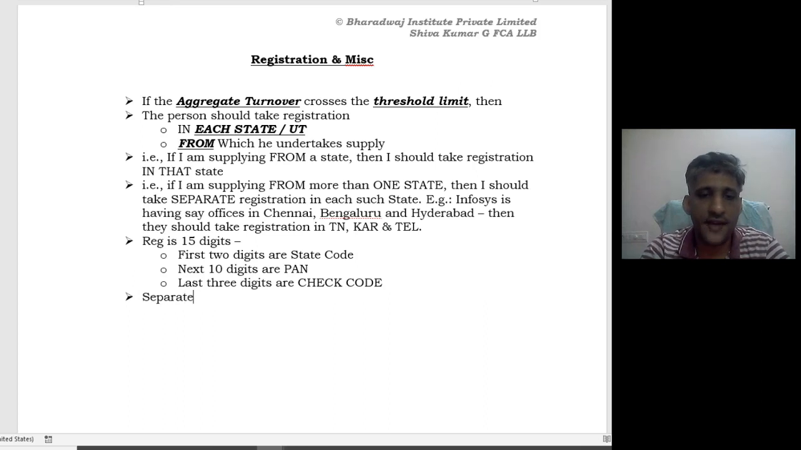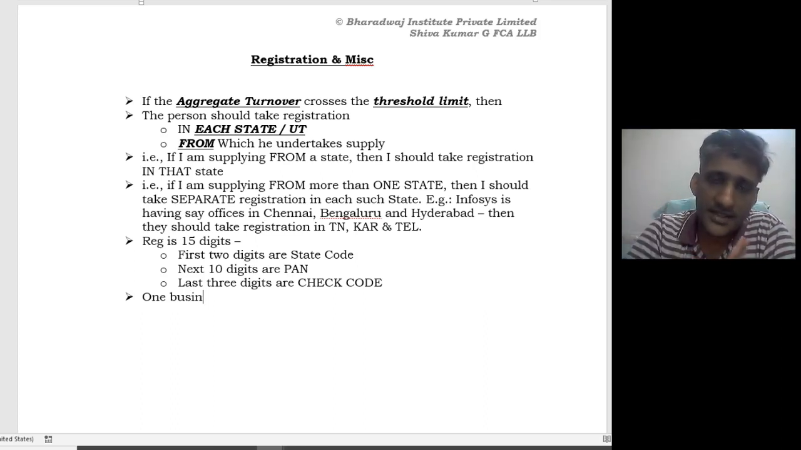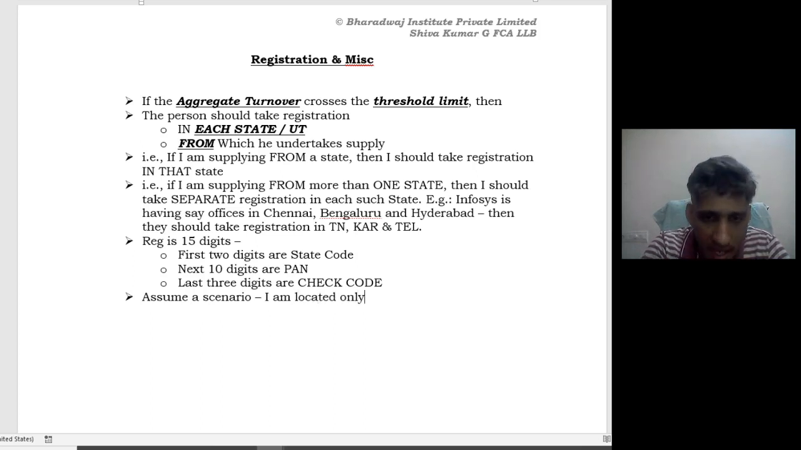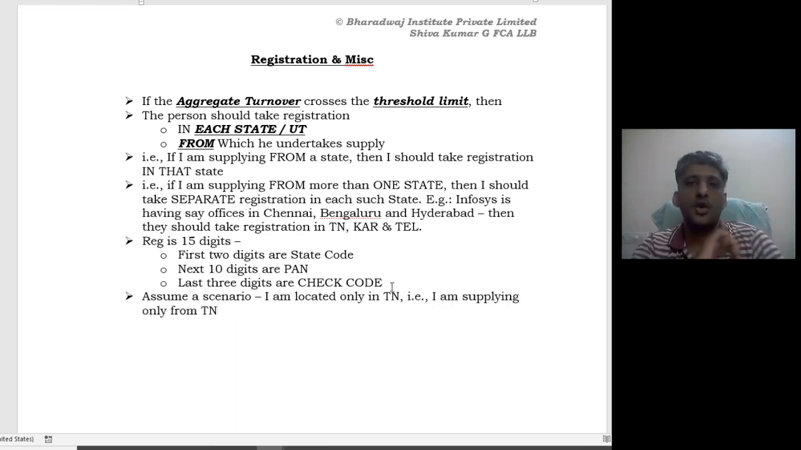separate registrations. Take a particular state. I am there only in Tamil Nadu. We're talking about a scenario where I am not supplying from outside Tamil Nadu. I am supplying only from Tamil Nadu. Assume a scenario. Okay. I am located only in Tamil Nadu, that is, I am supplying only from Tamil Nadu.